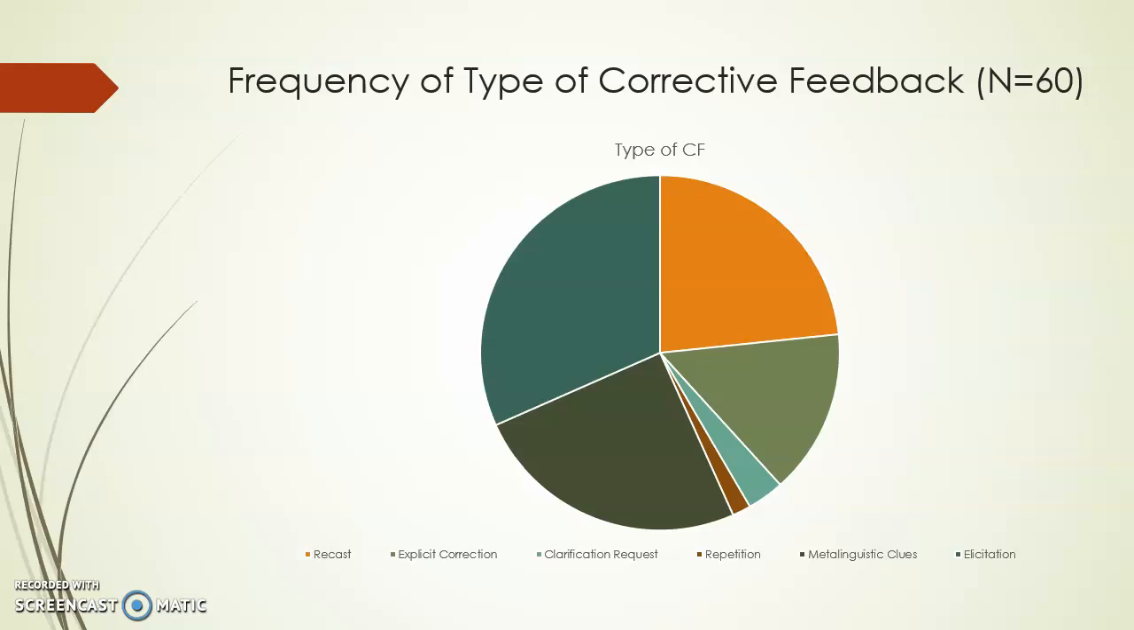Here's a chart showing the frequency and distribution of the types of corrective feedback noticed in the classroom observation. Elicitation is slightly larger than the other two large contributions of feedback, those being explicit correction and metalinguistic clues. Only a small percentage of the feedback were clarification requests or repetition.